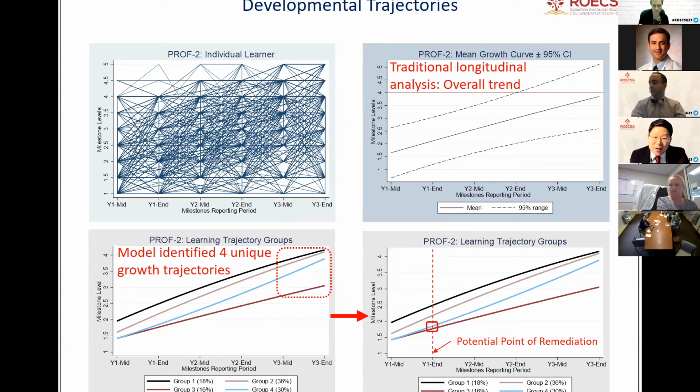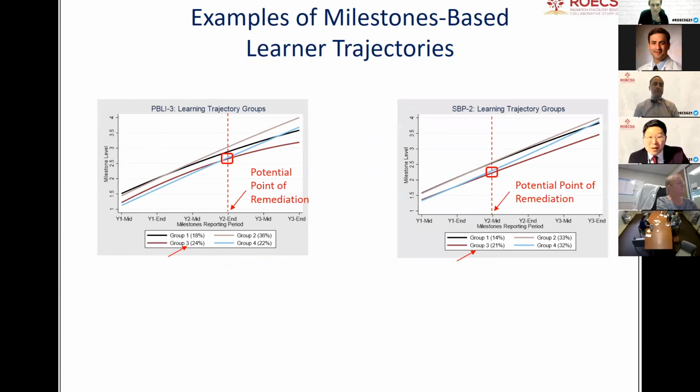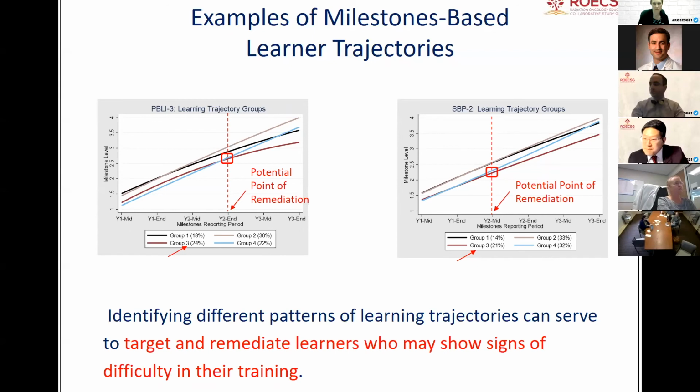And so this is one of the areas that we've been looking at. We've been doing this at a smaller scale, also in psychiatry, with a smaller number of 20 different programs, also in anesthesiology as well, because we've really found that there are different patterns of growth, and they could be clustered into certain groups that have meaningful implications. These are other examples here. These are for other subcompetencies, but very much the same types of themes that we see. So identifying different patterns of learning trajectories can serve to target and remediate learners who may show signs of difficulty in their training.